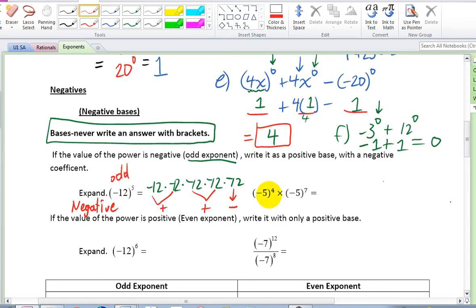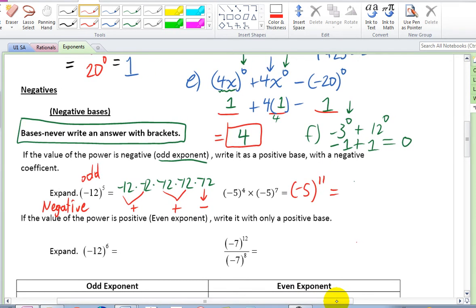But here, let's combine these together using our rules. Negative 5 to the exponent what? 11. Oh, this should change. Change this to a 3. Oh, actually, no. If you keep it as 11, haha, sorry. I was confusing my questions. Keep it as 11. And so what's our final answer then? Is it positive 5 to 11 or negative 5 to 11? Negative 5. Negative 5 to 11. Never brackets in your final answer.